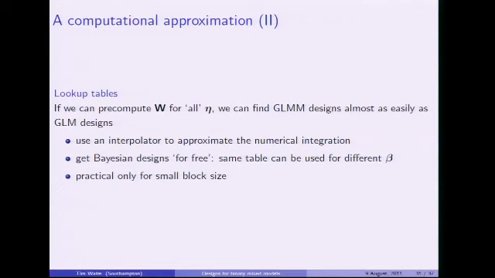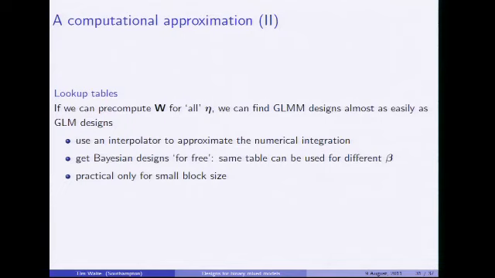And in some sense, if you do that, you get Bayesian designs for free, because this W only depends on eta and not directly on x and beta. Once you've computed your lookup table, you don't have to do any extra evaluations of W in order to get Bayesian designs. This is going to be practical only for a small block size. It's not a panacea in any sense.